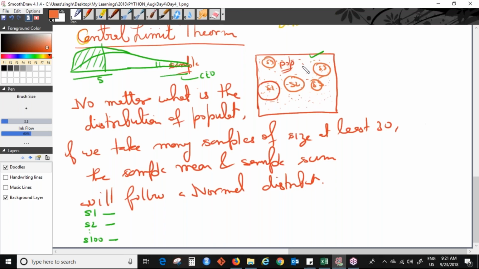Then the sample mean, if you take the mean of all the samples, so you have taken sample 1 till sample 100, and you take the income of this sample, the income of this sample, and so on, the average income. So S1, let's say it has 50 individuals.